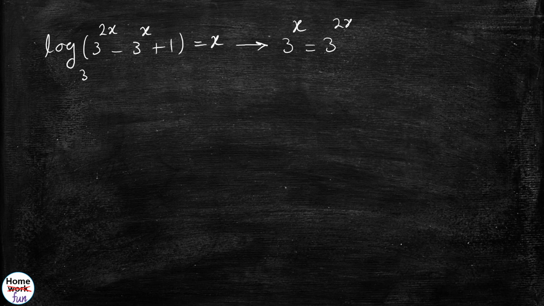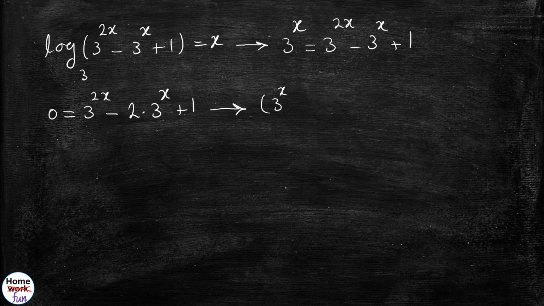3 to the 2x minus 3x plus 1. Now I'm going to take everything to one side of the equation. So I'm going to subtract both sides by 3 to the x. So I will say 0 equals 3 to the power of 2x minus 3 to the x minus another 3 to the x. So that will be 2 3 to the x plus 1. Now here I can use the factoring rule and factor this as 3 to the x minus 1 to the power of 2 equals 0.